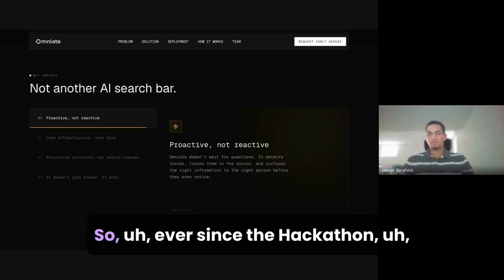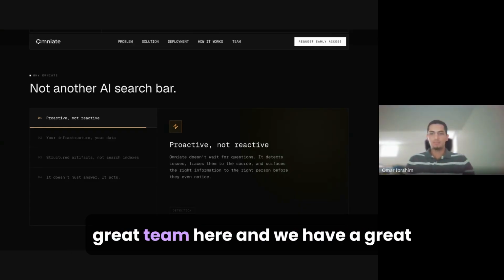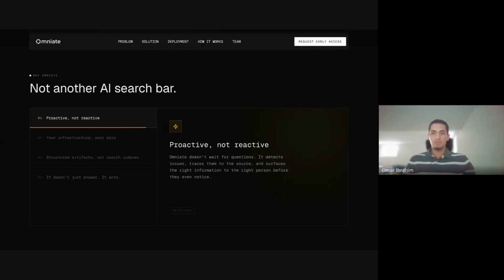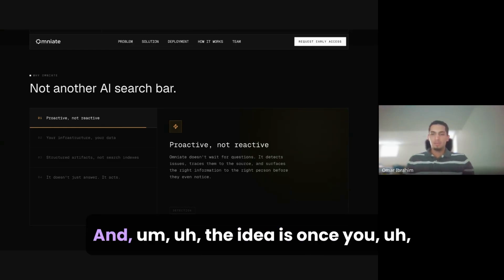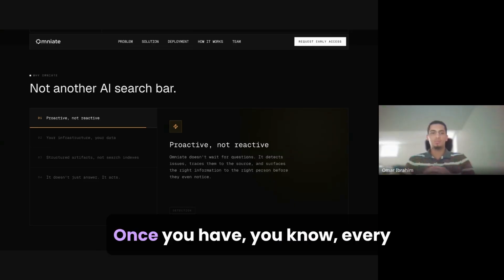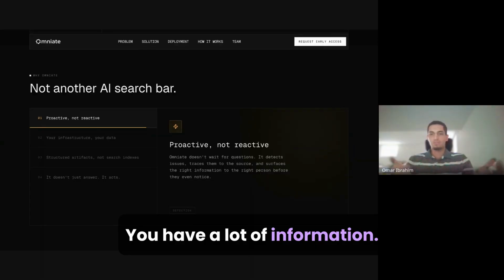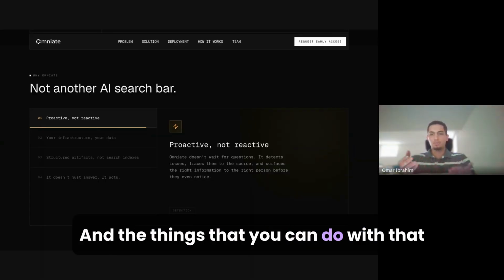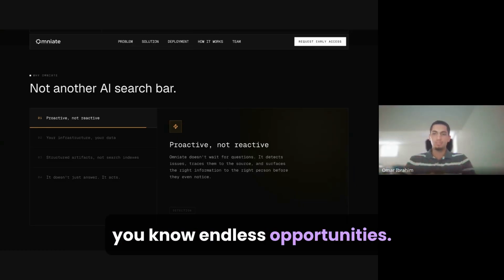Yeah. So ever since the hackathon, we've been continuing to build this out because we have a great team here and we have a great project. So it's worth continuing and looking more into it. The idea is, once you connect all of these tools together, once you have every employee's tools that they use, you have a lot of information. And the things that you can do with the information are endless opportunities.